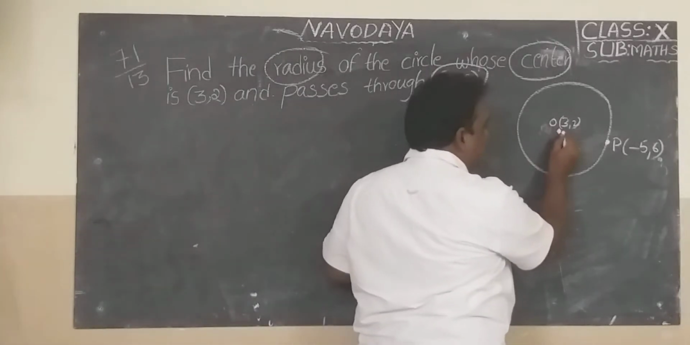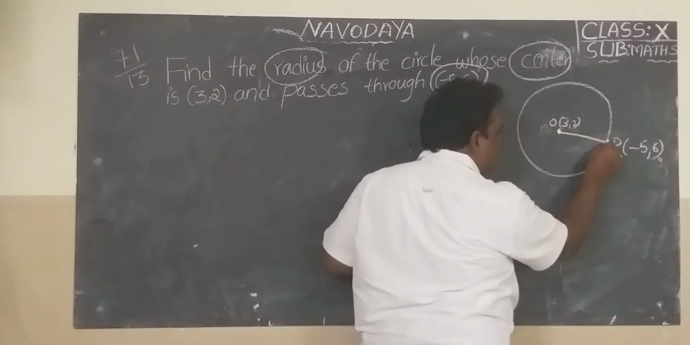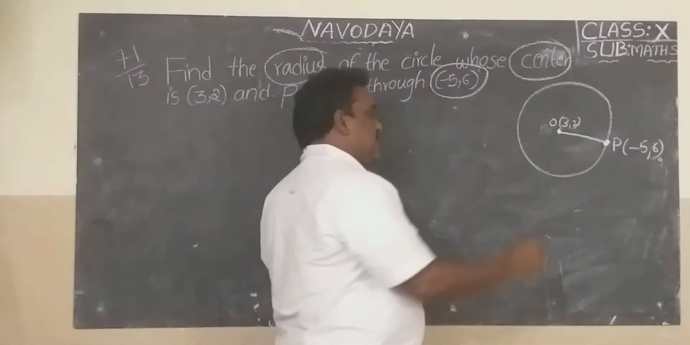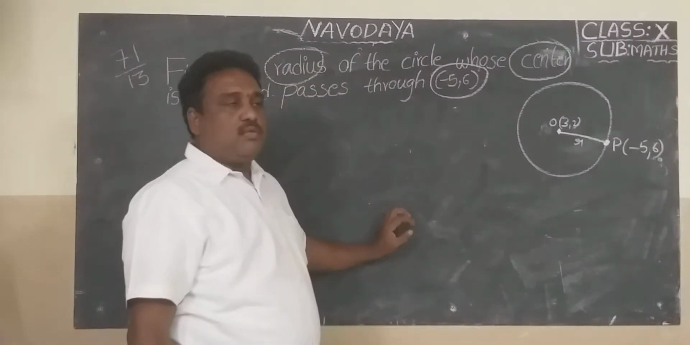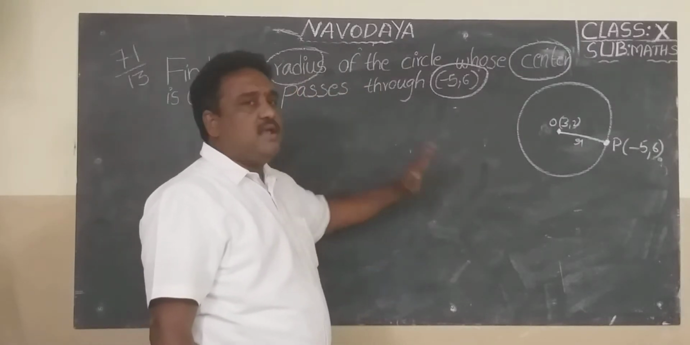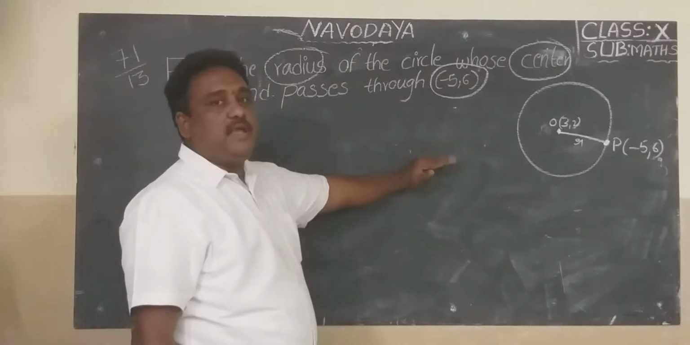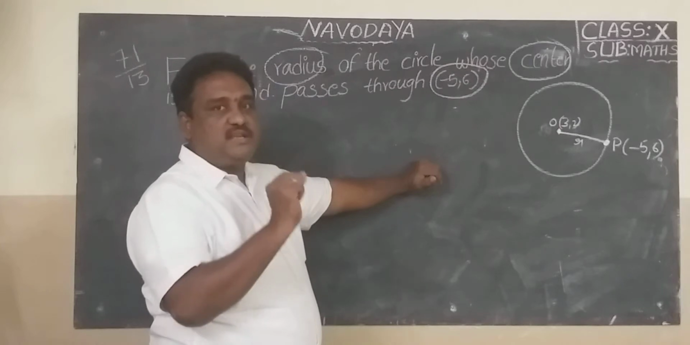What is radius? Join the center and the point. That distance is known as the radius. It is the radius of the circle, R. Okay? So O is the center of the circle, P is a point on the circle. Join O and P, it is the radius. We need to find out the radius distance.